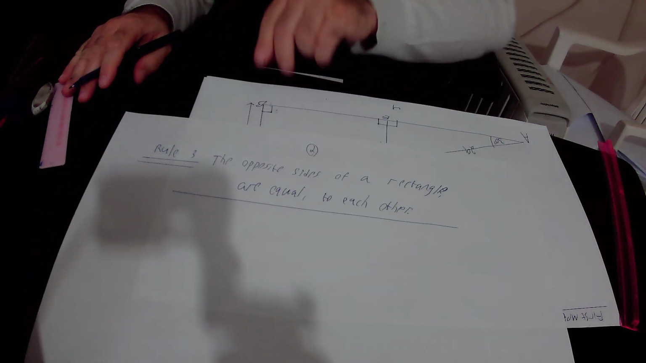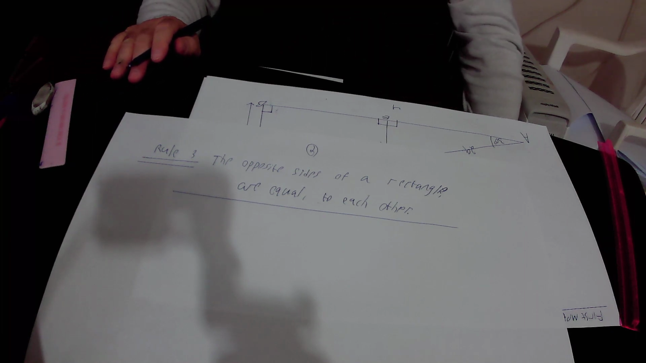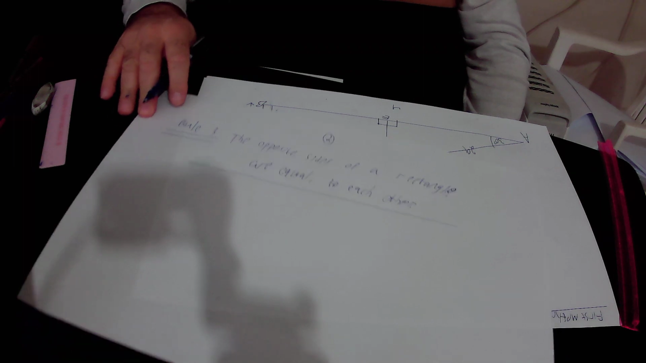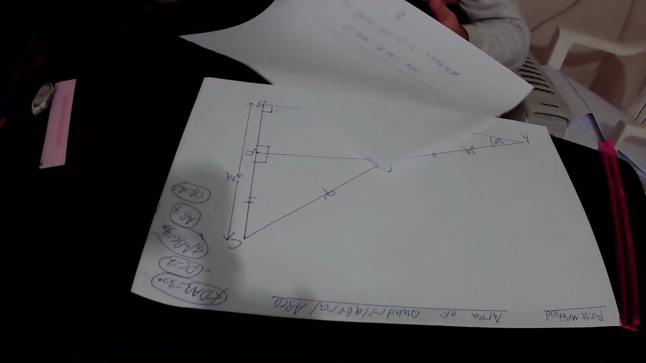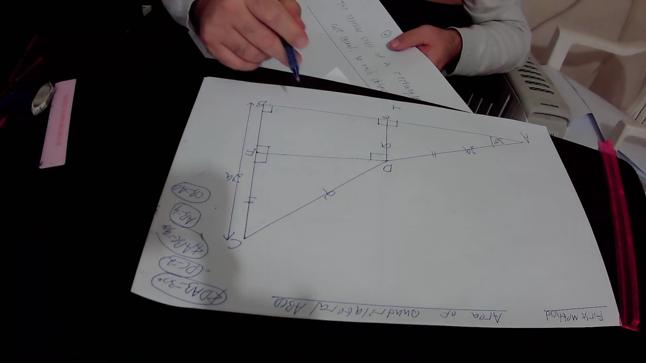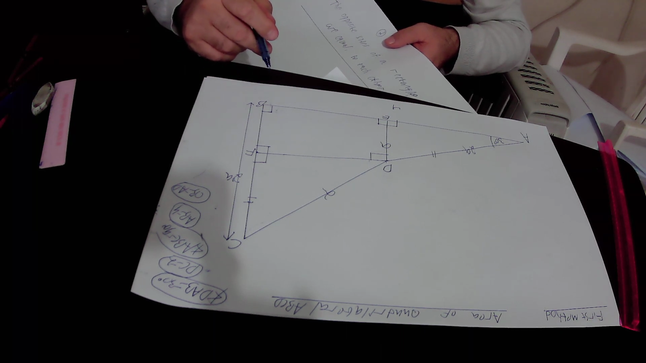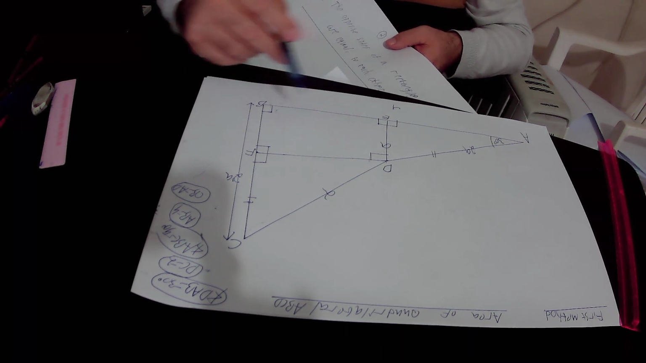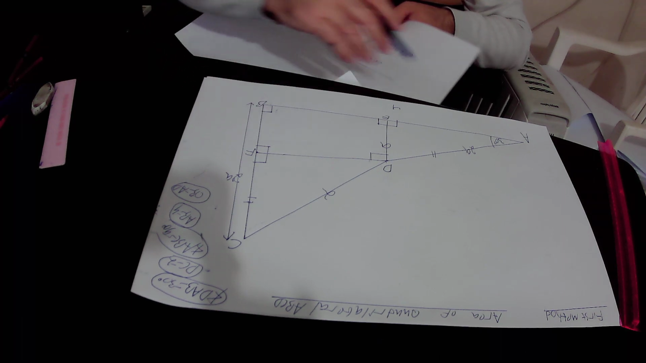I will read rule number 3 again. According to rule number 3, the opposite sides of a rectangle are equal to each other. That is to say, the opposite sides of our rectangle DFEB are equal to each other. It means that ED equals FB.